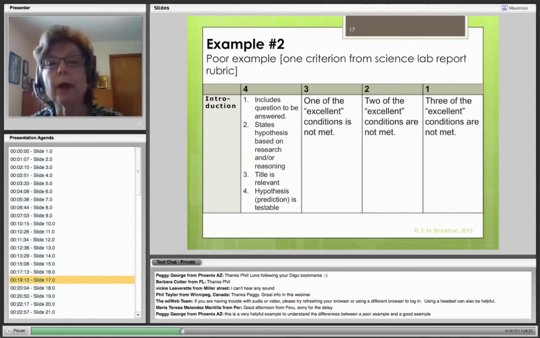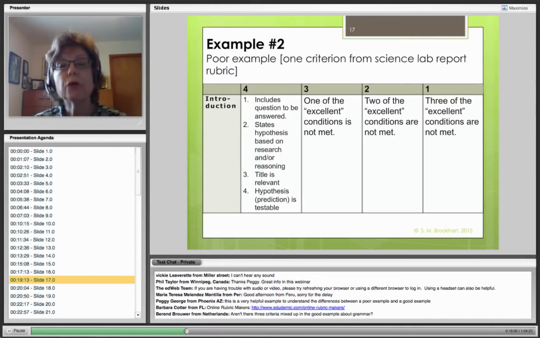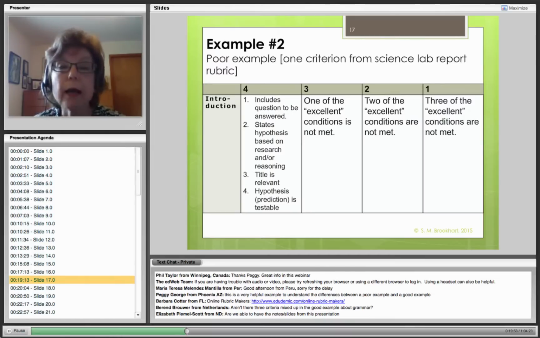Here is a poor example of one criterion from a science lab report. The good example's on the next slide because it's a big thing. But notice that they just describe a bunch of things they want the science report to have, and then back off at one at a time, which is sort of like a big extended checklist. Notice that the descriptions are not independent. You can't have a relevant title unless you've got some sort of question or hypothesis that you're testing. You can't have a testable hypothesis unless you've stated a hypothesis. So really, this rubric is more like 4-2-1 than 4-3-2-1.